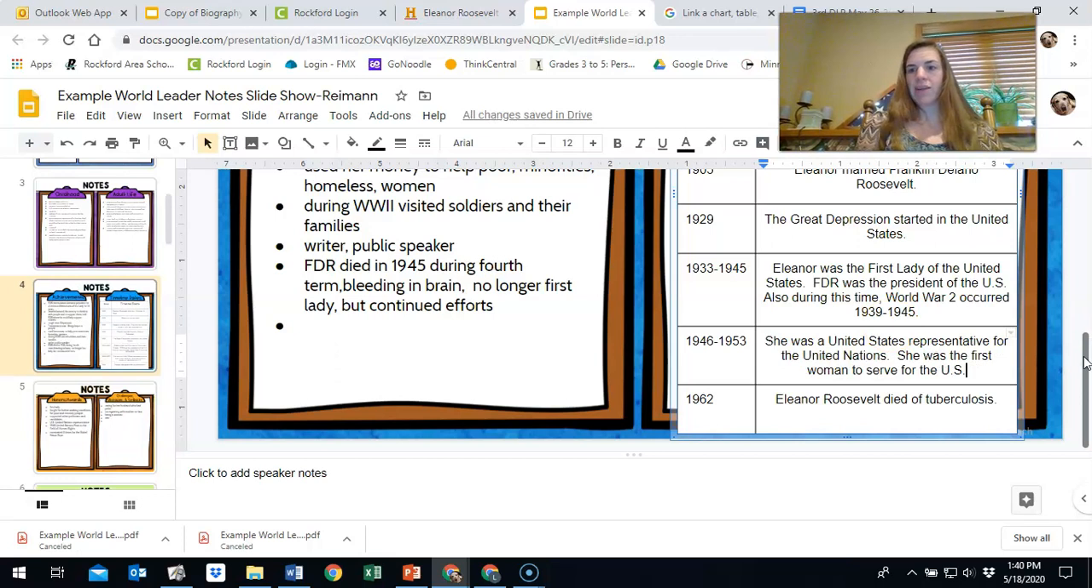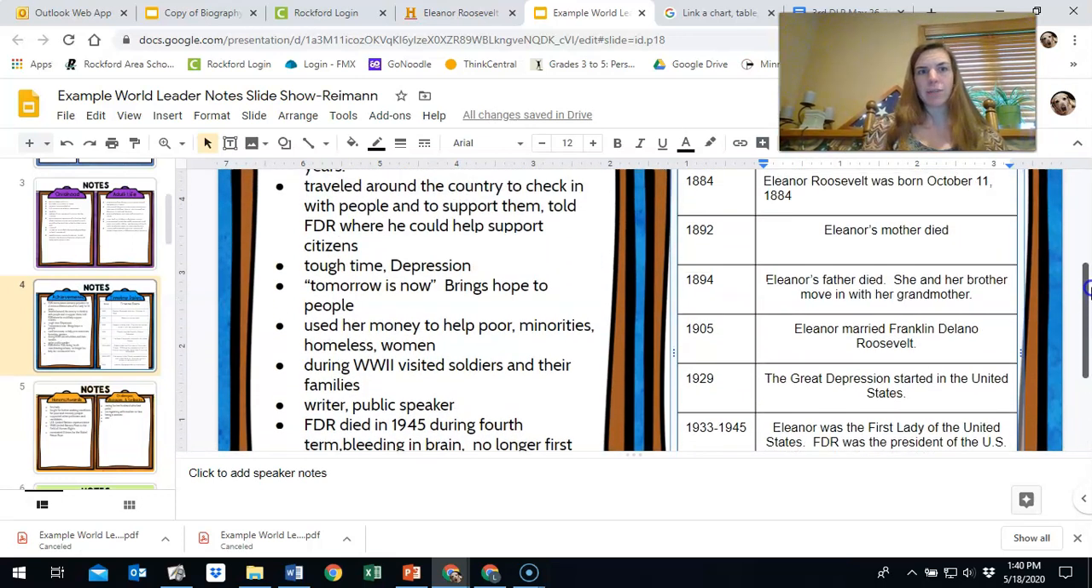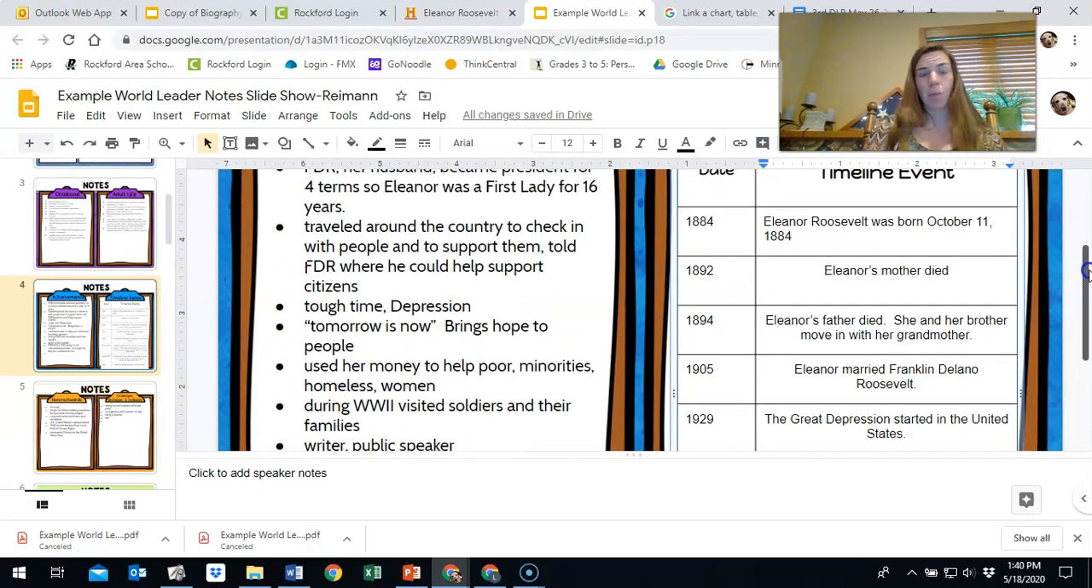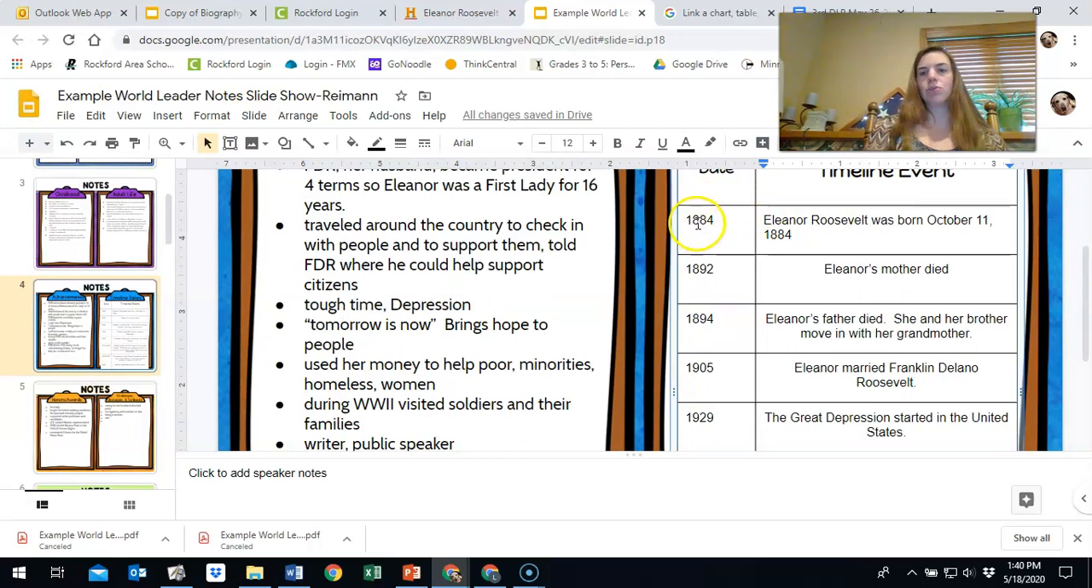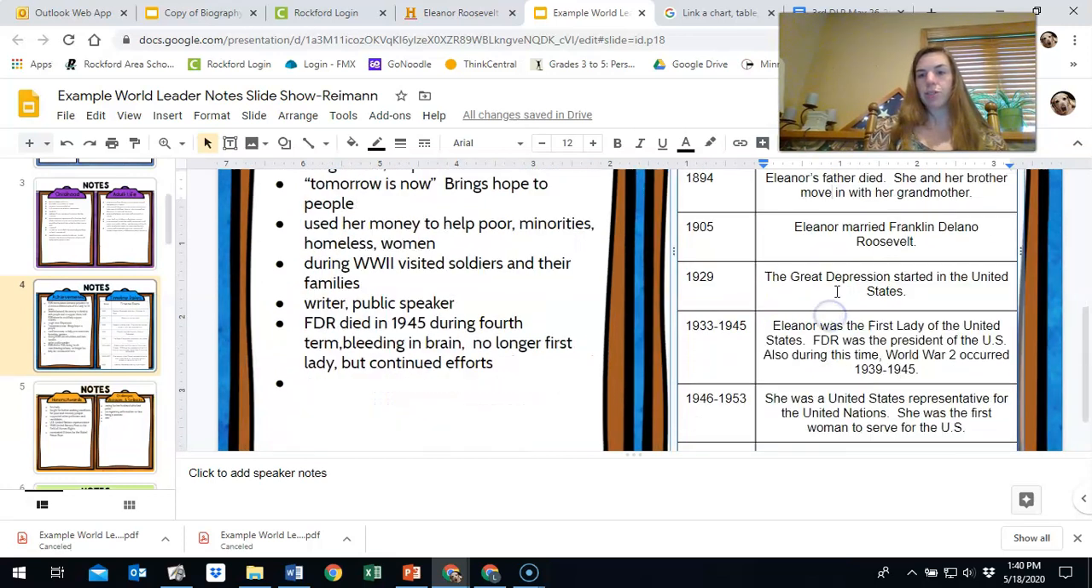And there's all my events. So let's just make sure that I have all my years in order because I don't want my years to be jumped around. I want them to go in order, chronologically in time order to make sure it makes sense. So she was born in 1884. Her mother died in 1892. Then in 1894, yep, that's right, her father died and they moved in with her grandma. Moved, make sure it's all in the past tense. 1905, she married FDR. 1929, the Great Depression started.